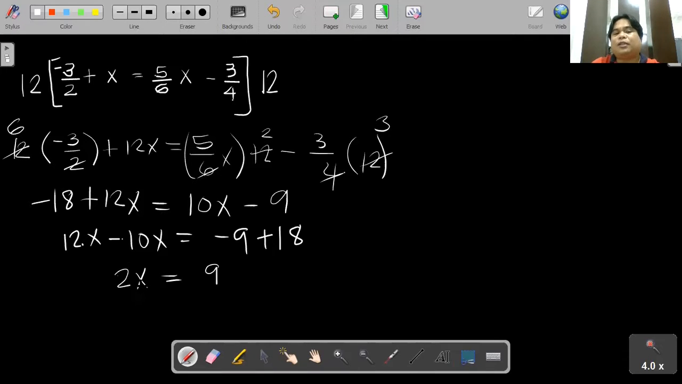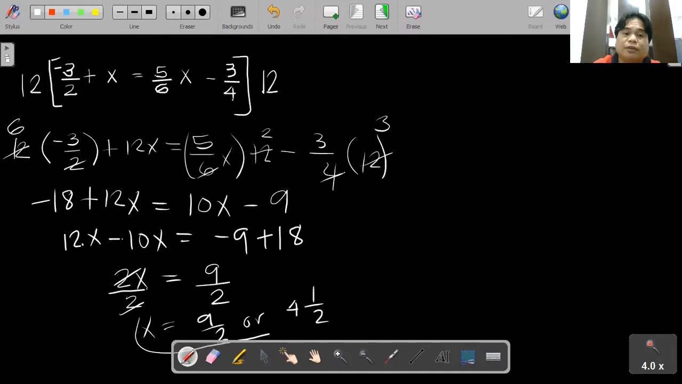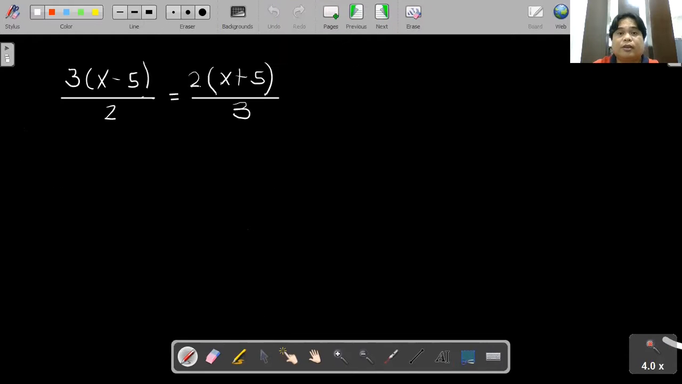We're only after the value of x, so we have to get rid of the coefficient 2. We will divide each term by that coefficient, which is 2. It cancels out, so you'll have 9/2. That's the value for your x. You can have this as an answer, or you may further simplify it into a mixed number, 4 and 1/2. Okay, that's it. Very quickly, let's move on to our second example.